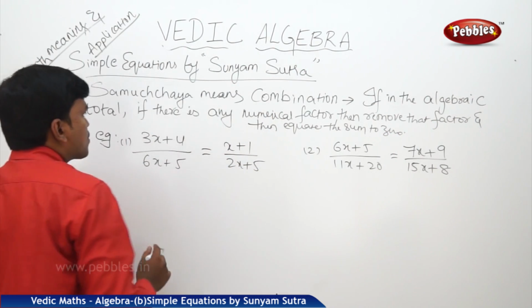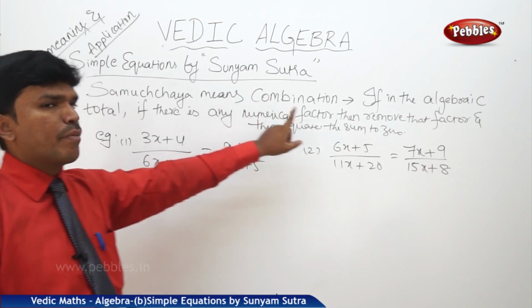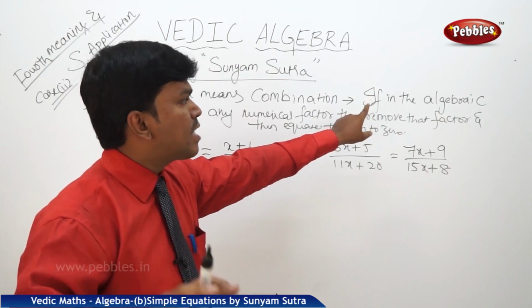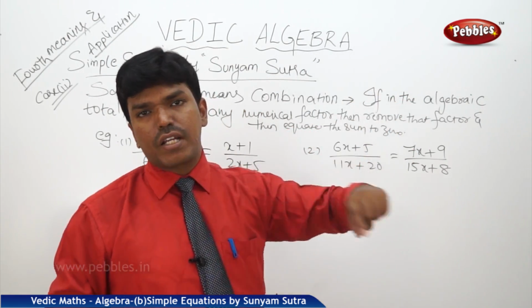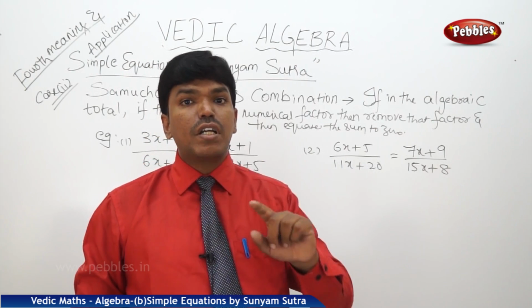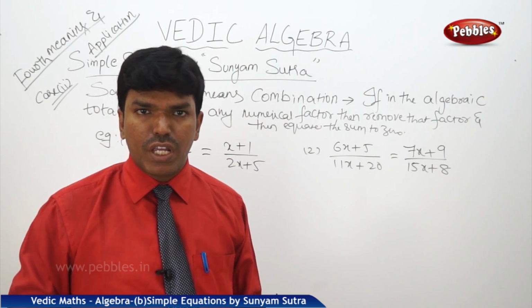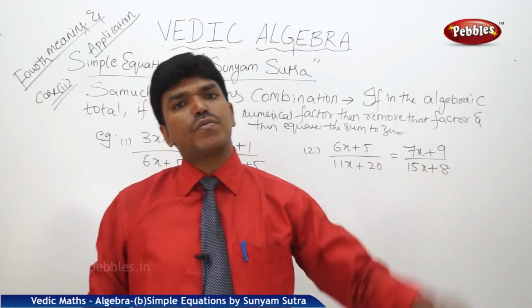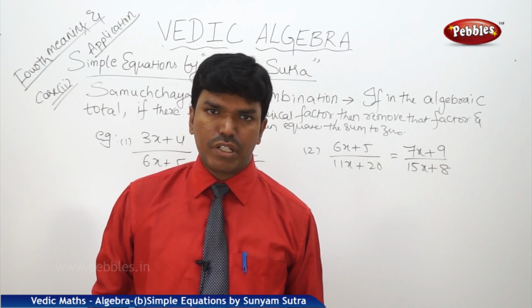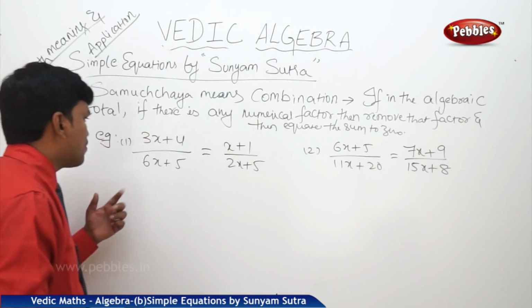So what I am saying, Samuchaya means combination only, that is the fourth meaning. But in the fourth meaning, I am telling you case 2. If in the algebraic total there is any numerical factor involved in the part, you just remove that numerical factor and then equate the sum to 0 to get the final solution. Now let us take one example here.